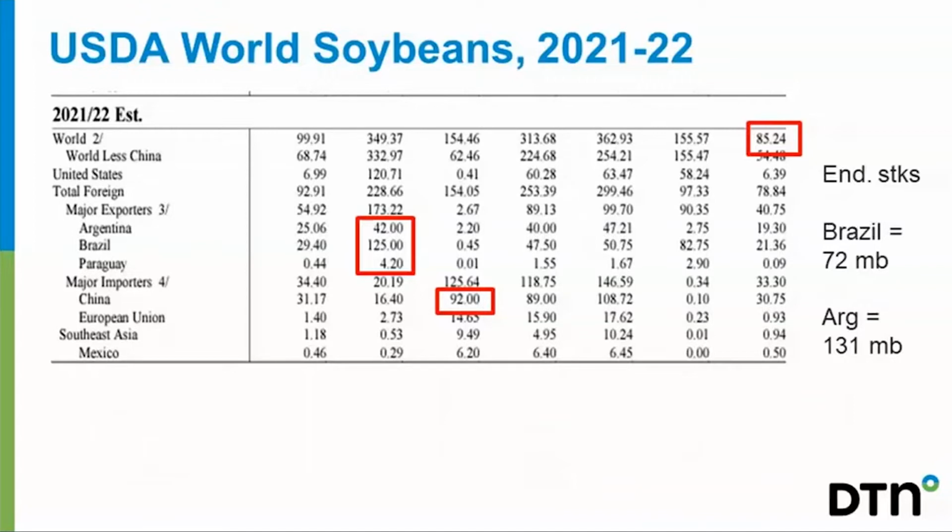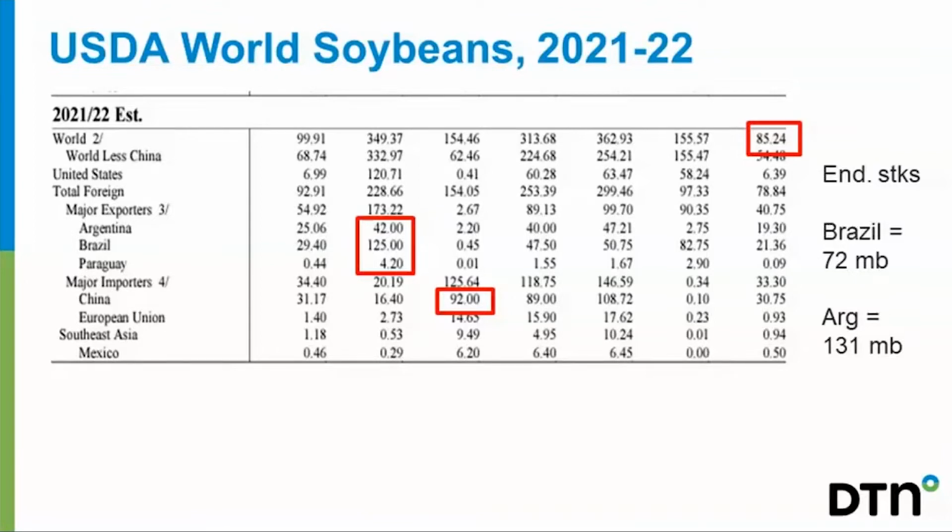Here's the world supply and demand table for old crop soybeans. I just wanted to point out a couple changes here. The upper right corner shows 85.2 million metric tons of soybean stocks expected. That was less than expected. The trade was looking for 89 million metric tons.